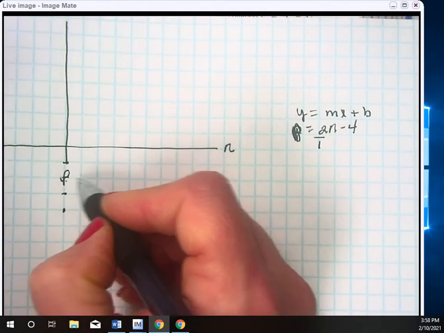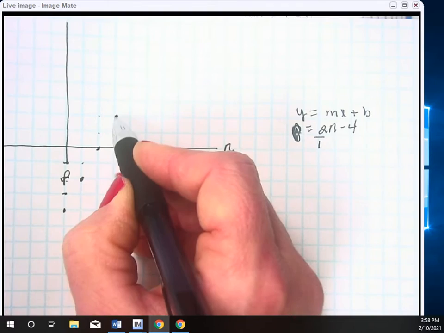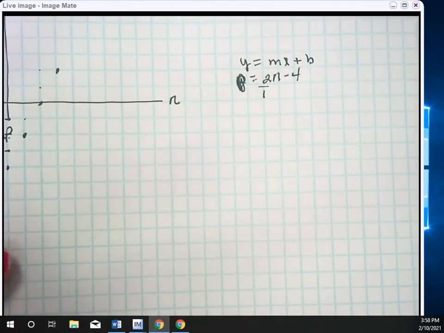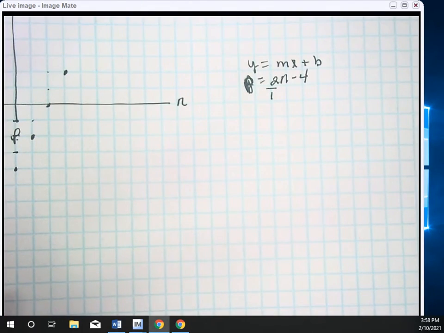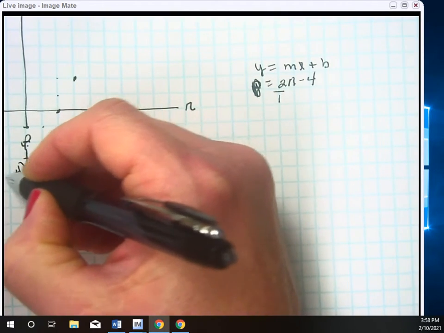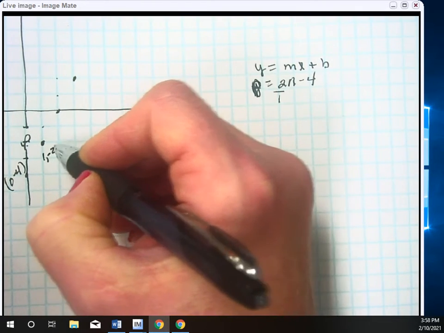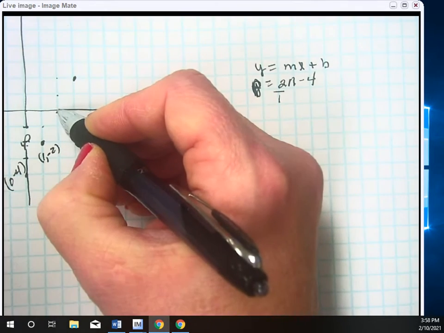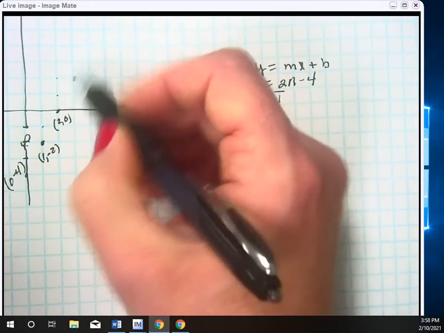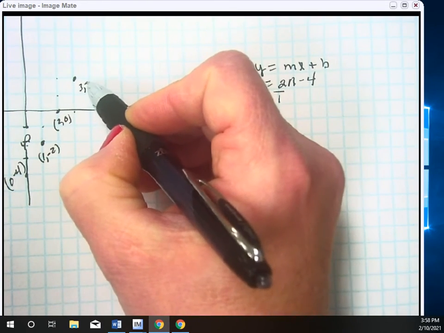We're going to go up 2, right 1, up 2, right 1, up 2, right 1. And as many as you're going to graph, you're going to need to label. I started at (0, -4). Start at the origin, go right 1, down 2. Start at the origin, go right 2. Start at the origin, go right 3, and up 2.